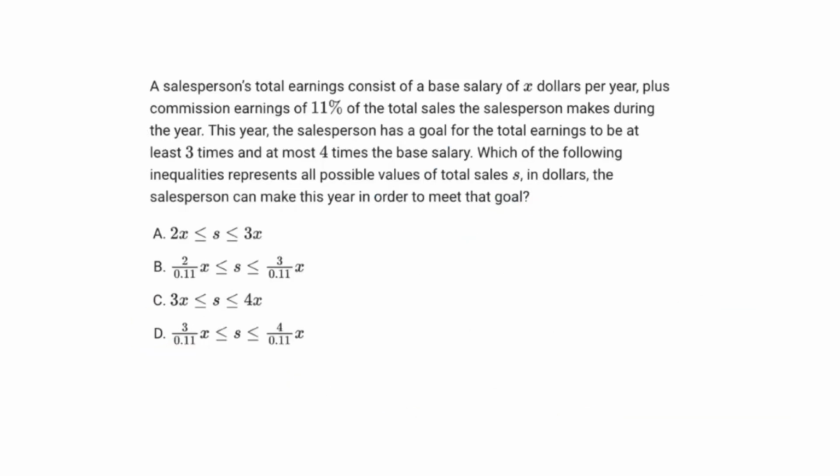The salesperson's total earnings consists of a base salary X dollars per year plus a commissions earning of 11% of the total sales the salesperson makes during the year. All right, so let's just write this out. So the salesperson is going to make a base salary of X, and he's going to get on top of that 11%. So we'll just express this as 0.11 of the total sales. So the total sales, let's just call it S.